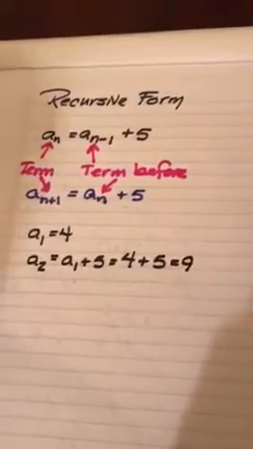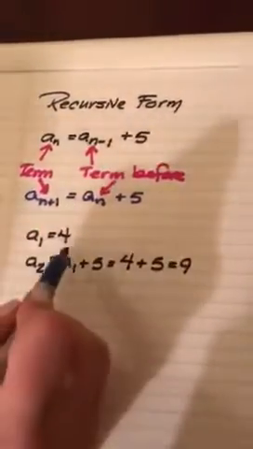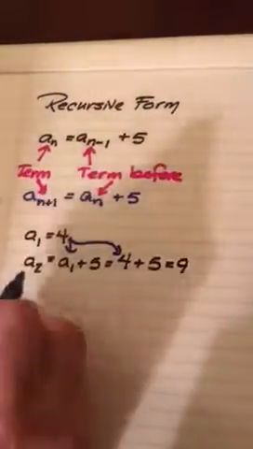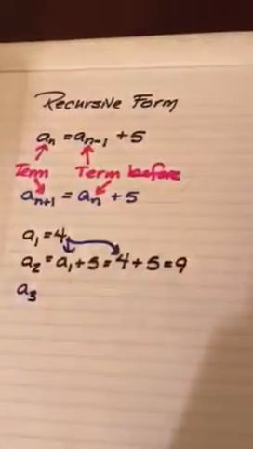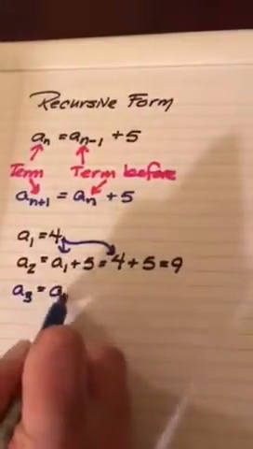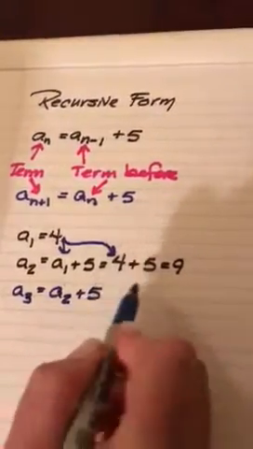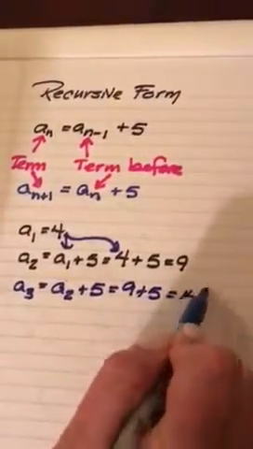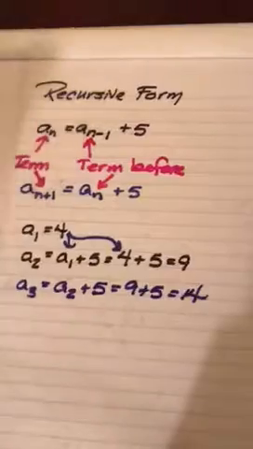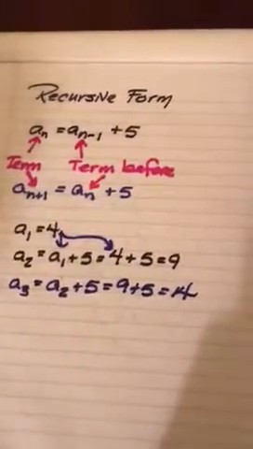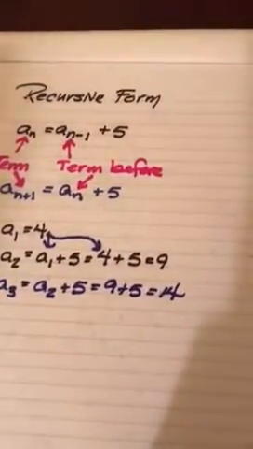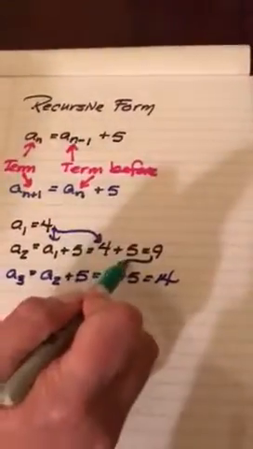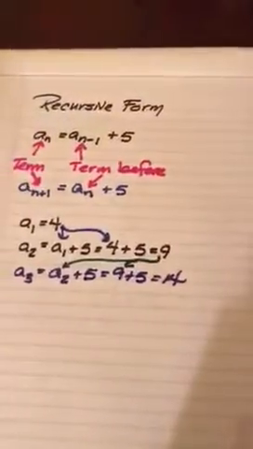Okay? So now if I want a sub 3, that's going to be a sub 2 plus 5. So that in turn will equal 9 plus 5, which is 14. And we're going to keep going with this. So you can see in that particular case where the 9 goes here in the place of a sub 2.